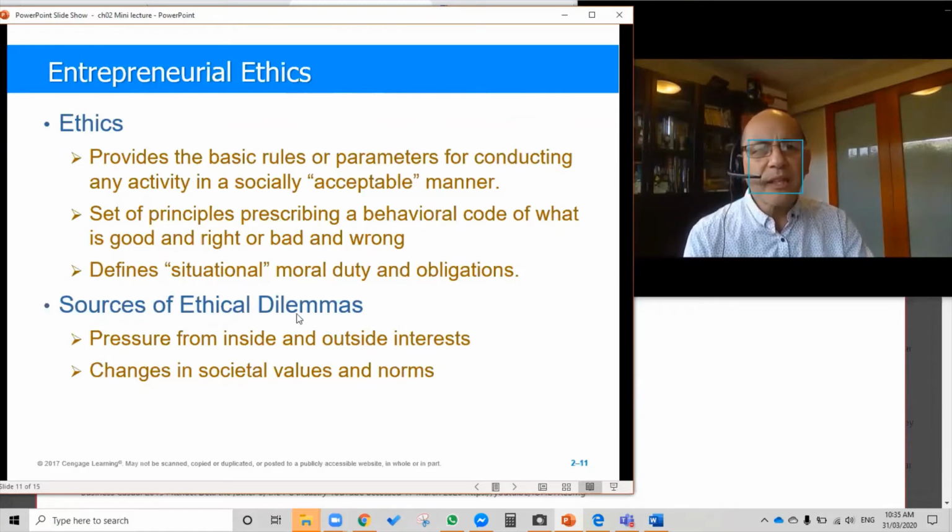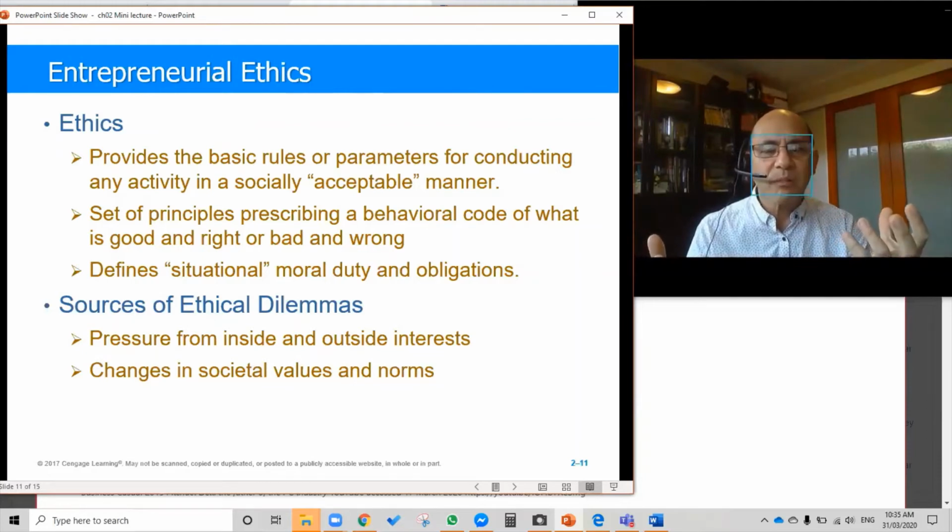What is an ethical dilemma anyway? An ethical dilemma is when you are forced to make a choice between two negatives. And oftentimes one negative is an unethical choice, and the other choice is perhaps simply a bad thing for yourself.